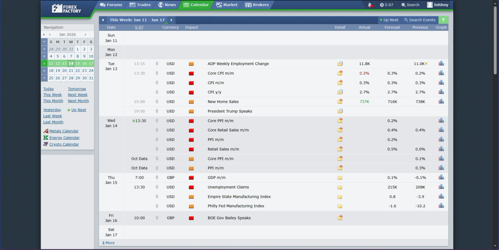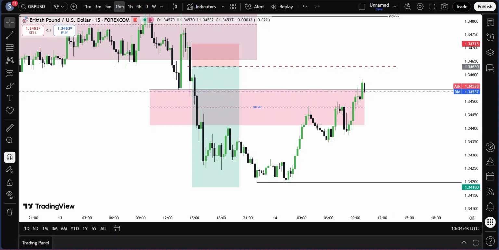Today on the economic calendar, there is core PPI news at 1:30 GMT. So multiple high impact news releases over there. Let's go back to price action.